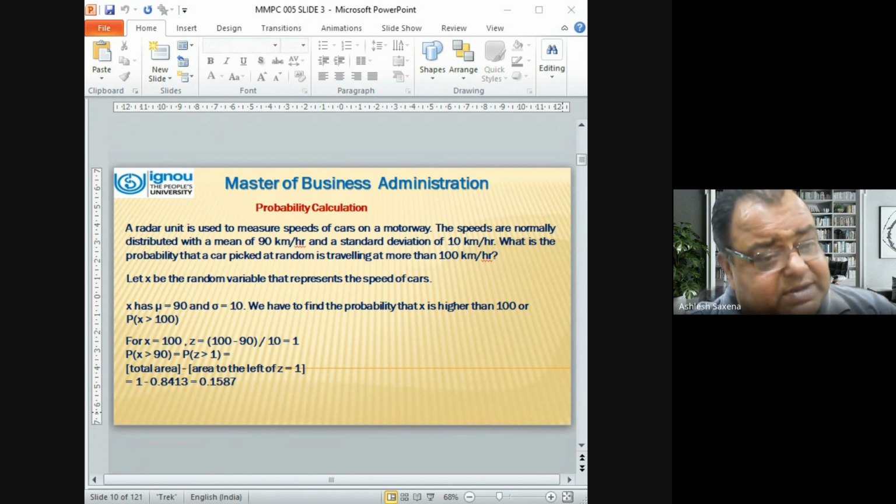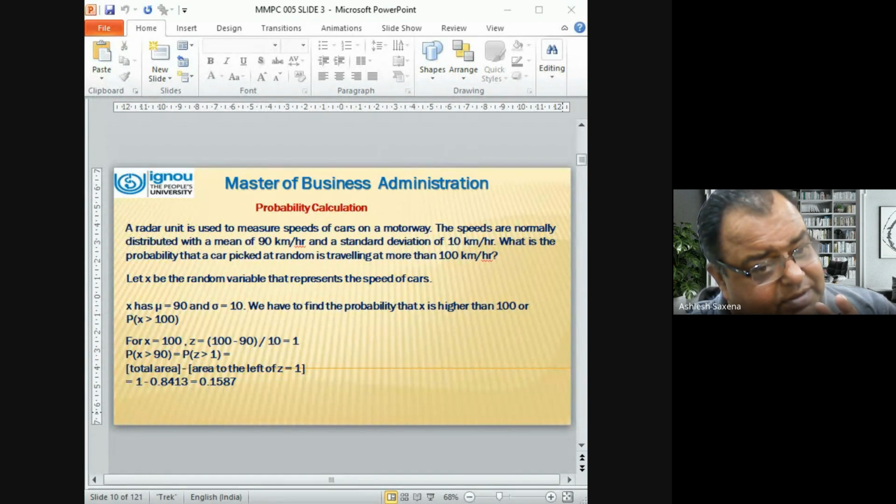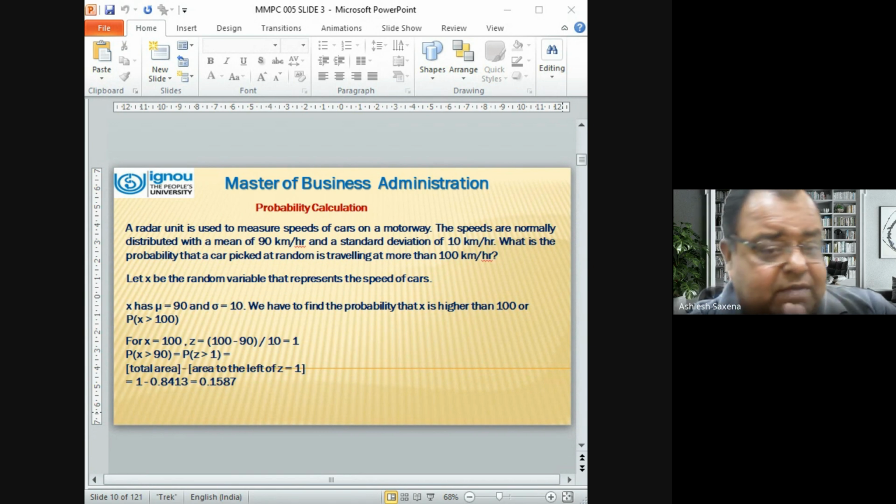Now the question arises, from where do we get this 0.8413? We have the standard normal curve table. The value will be given to you in the problem. You have to apply it with your concept of solving the problem. Don't write 0.8413 as the answer. Your complete answer will be total area minus area to the left of z equal to 1. And the value for z equal to 1 will be given to you in the problem.